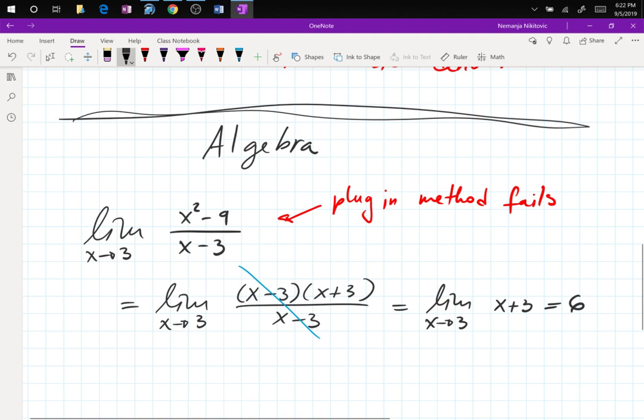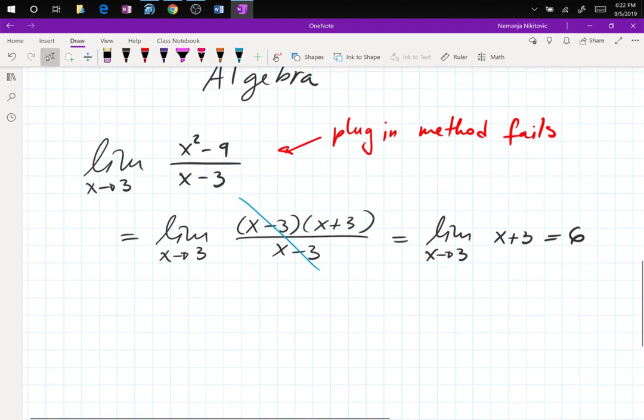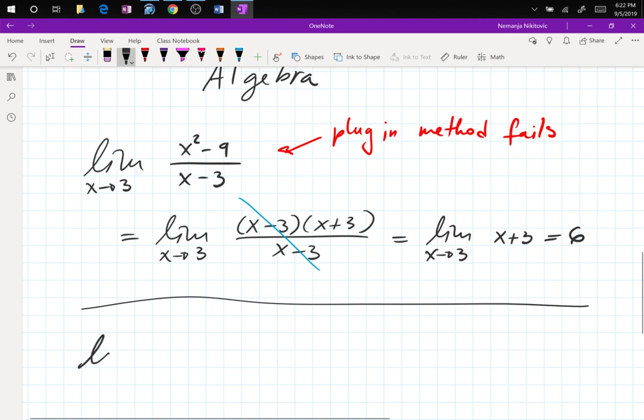This is why you are not allowed to plug in a value and talk about the existence or non-existence of a limit if denominator is 0. You have to massage this expression with algebra to get rid of that 0 in denominator. Sometimes it's possible, sometimes it's not possible to get rid of it. Here is an example where it's not possible. Say you have limit x goes to 2 of 3 divided by x minus 2.